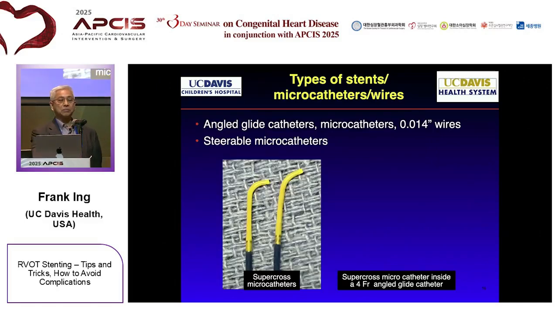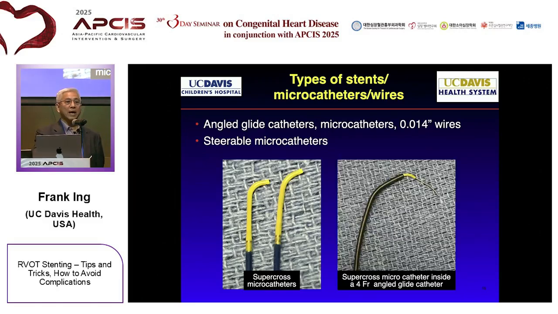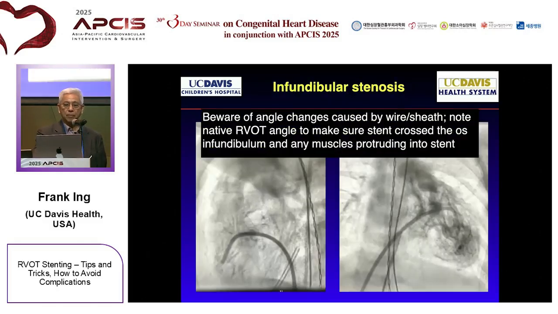So you can also have these microcatheters that have angles. These are the Supercross microcatheters that come in 90 and 120 degrees. So therefore, you can put them coaxially to get the turn you want if you don't want a heat curve. So this is a soft wire through the Supercross microcatheter, through the Angle Glide catheter. You can see how you can improve the curves with that.